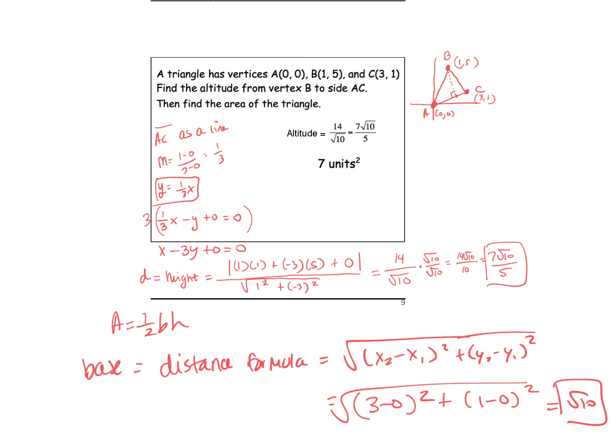So now we have everything we need to come up with the area of this triangle. Put that up here, so our area would be equal to 1/2 times 7 root 10 over 5 times root 10. So that will break down kind of nicely, right? Because I have 2 and 5 in my denominator, and I have square root of 100 or just 10 in my numerator. They all cancel, and I'm left with just the 7.